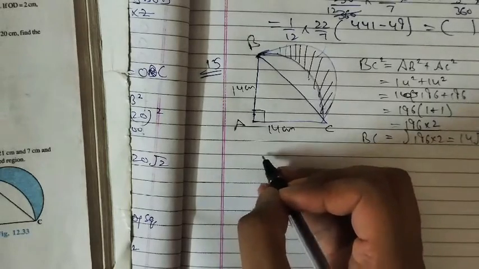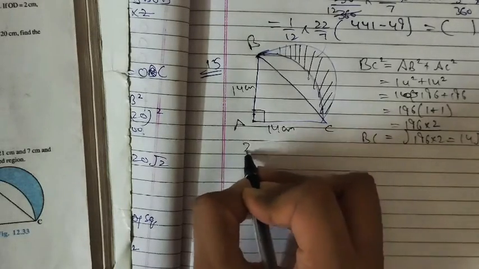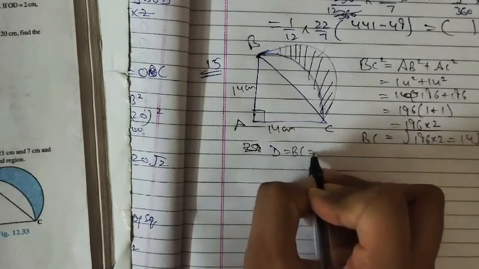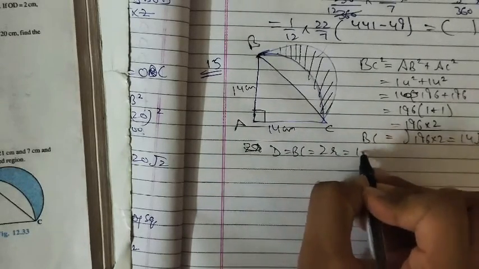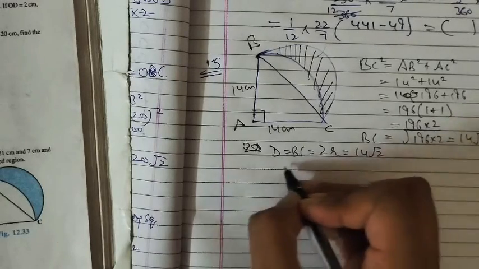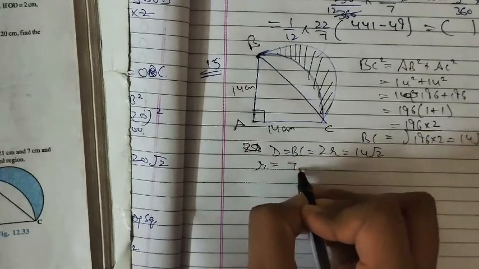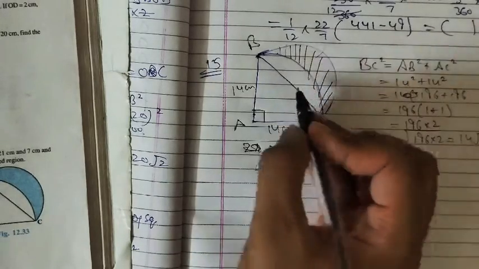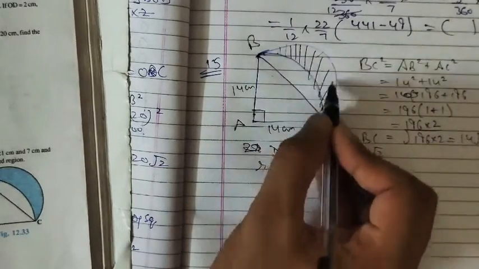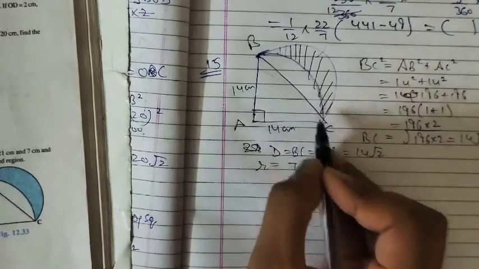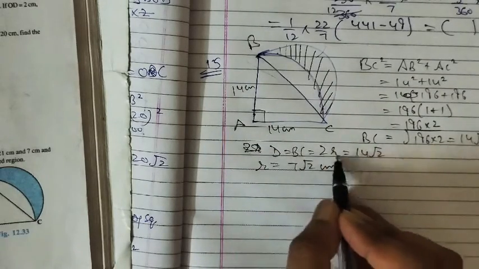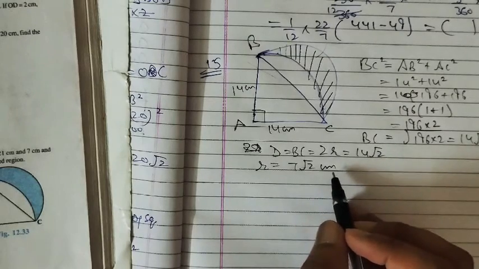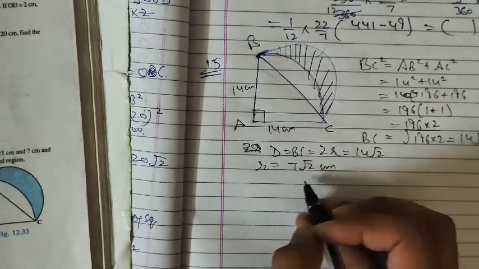So BC is the diameter of the circle, which is twice the radius, which is 14 root 2. So the radius of the circle will be 7 root 2 centimeter, because this is the diameter of the semicircle, and we know that diameter is twice the radius, so twice the radius is 14 root 2, so the radius will be 7 root 2 centimeter.